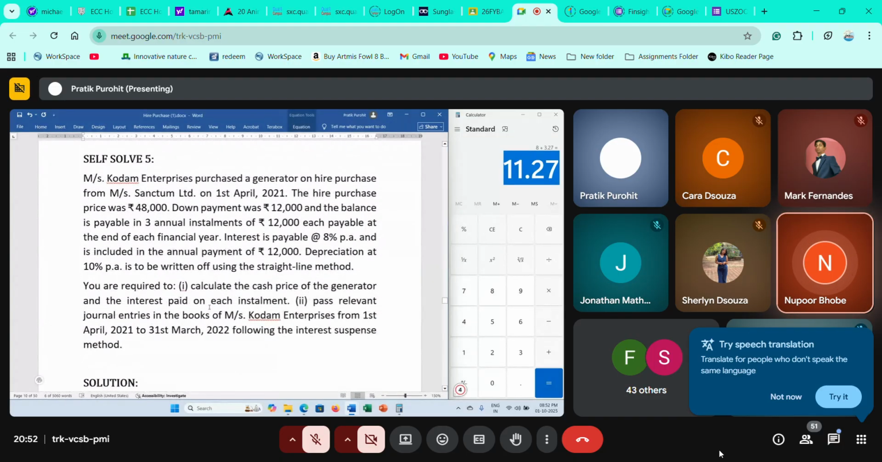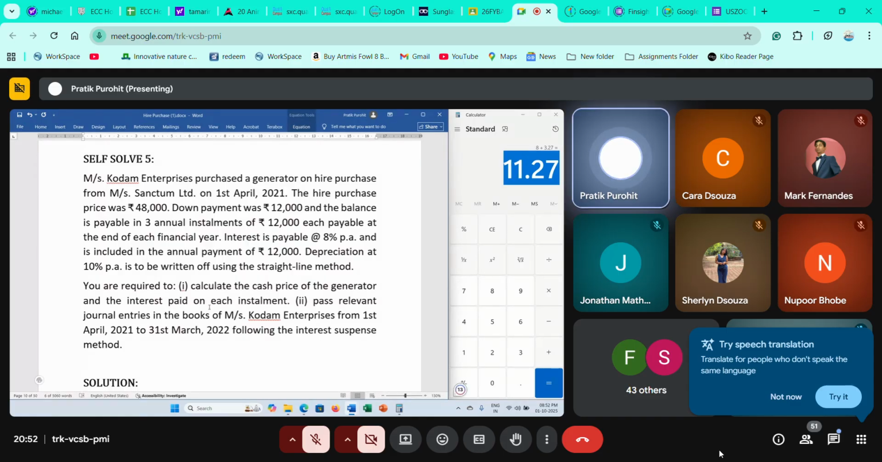After we find out that the interest percentage is 11.27, do we have to make another column and calculate interest for each year, or is that the last thing? See, if you are not asked for the journal entries, your solution ends there. But if I ask you to give journal entries, you will have to create one more column with 11.27%, because that will give you the amount of interest, right?